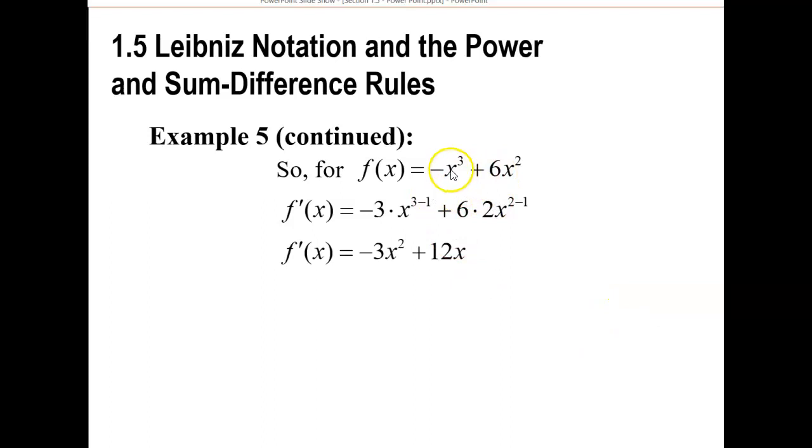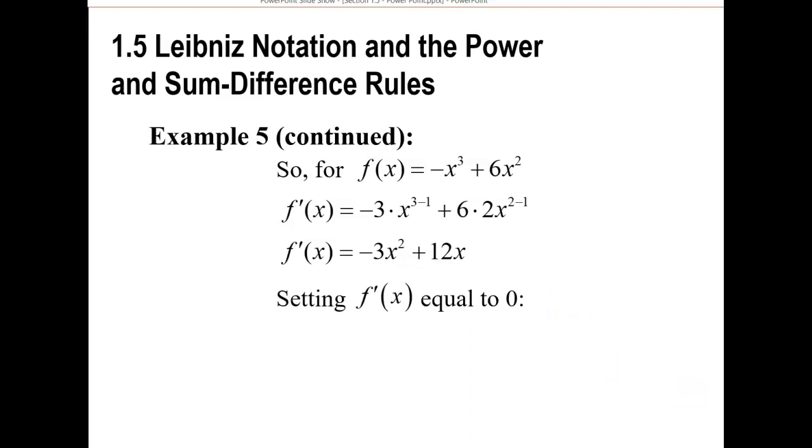Okay, or you can just look at this and go, okay, negative stays here. You get 3 in front. 1 less than 3 is 2, so negative 3x squared. Bring down the 2, that gives me 12. 1 less power on x would make it x to the first. So negative 3x squared plus 12x.